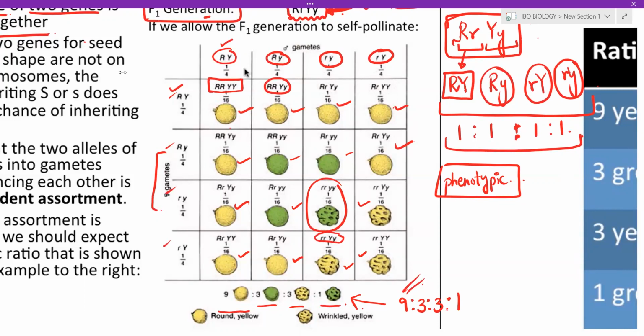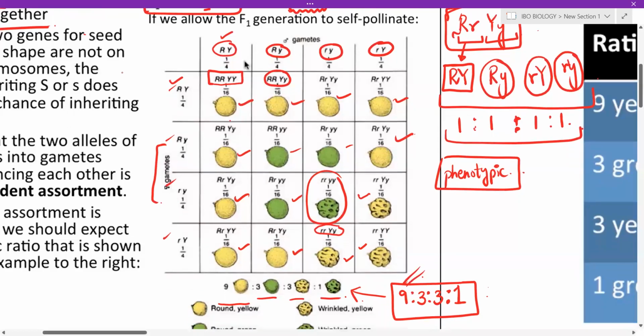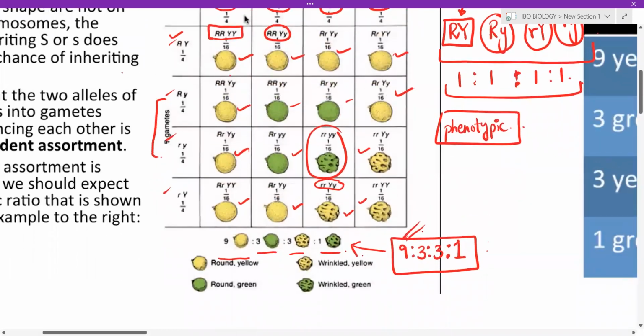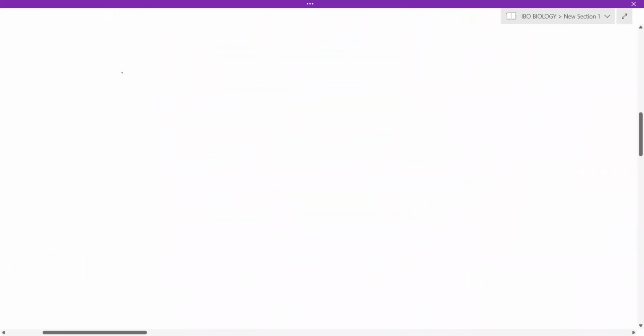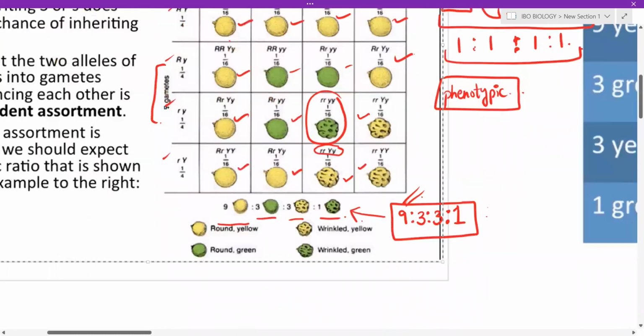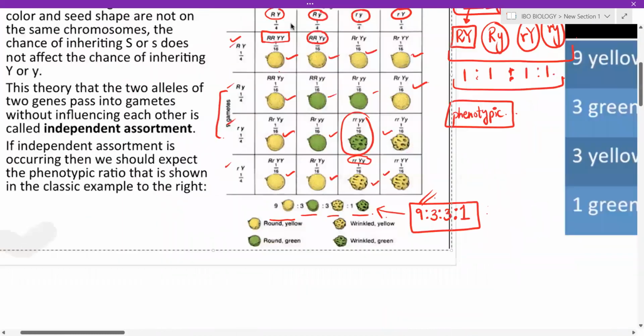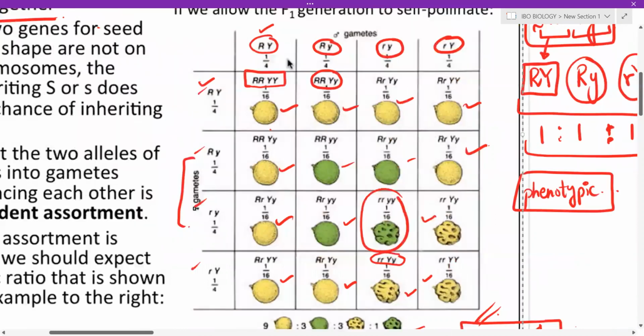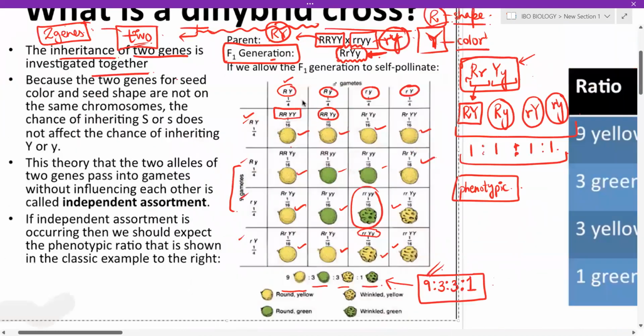Okay. And this is the typical phenotypic ratio that you get when you self-cross a heterozygous dominant individual. Okay. Oh, sorry about that. Okay. So 9 is to 3 is to 3 is to 1. That's the phenotypic ratio that you get. Genotypic ratio, of course, is going to be different. Okay.